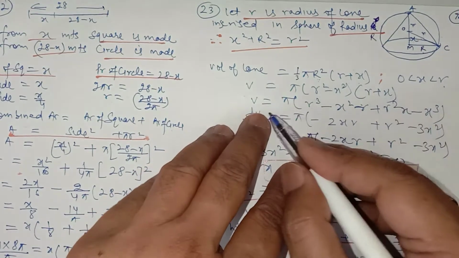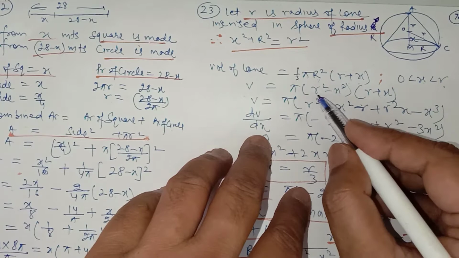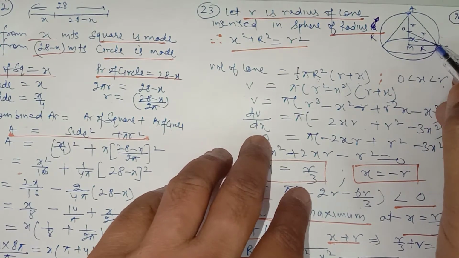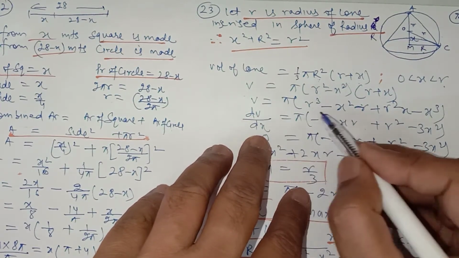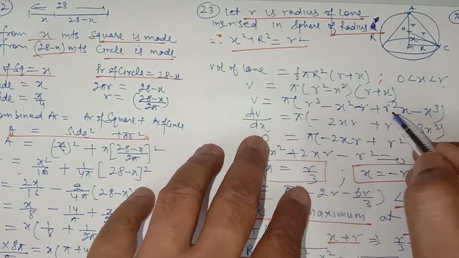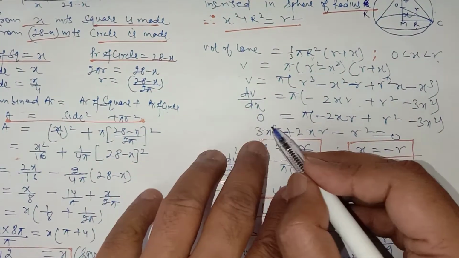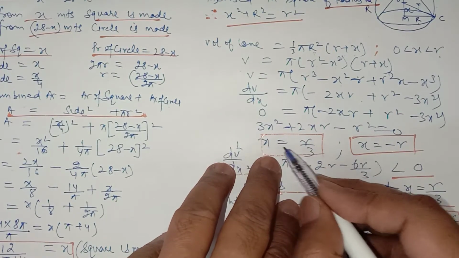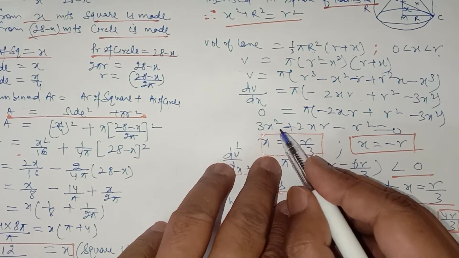Open the bracket and differentiate with respect to x, because here the small r is constant, because this is the radius of the sphere, which is constant, it is given. So differentiating with respect to x, we get 0, 2xr, and r square minus 3x square. Put it equal to 0, and you get a quadratic equation in terms of x.